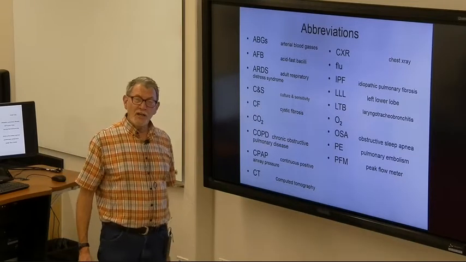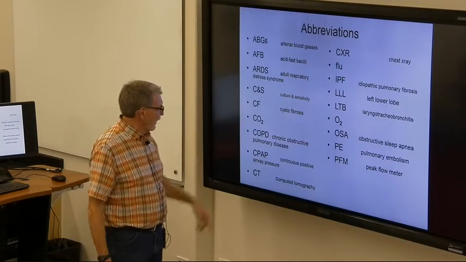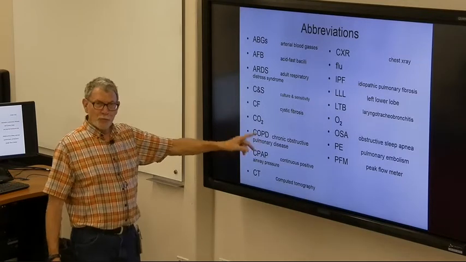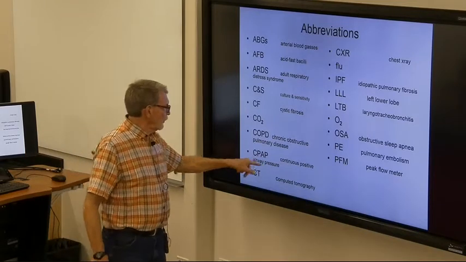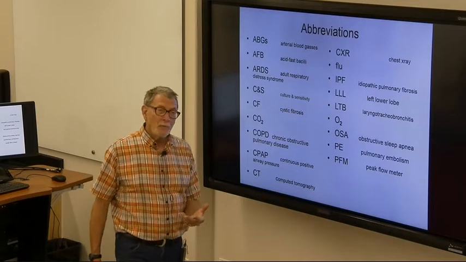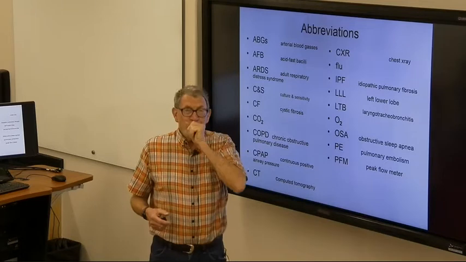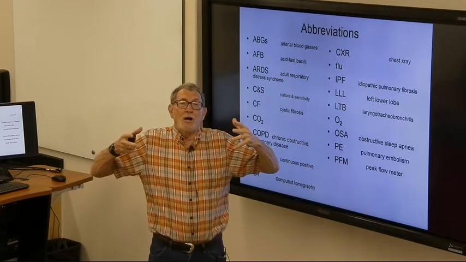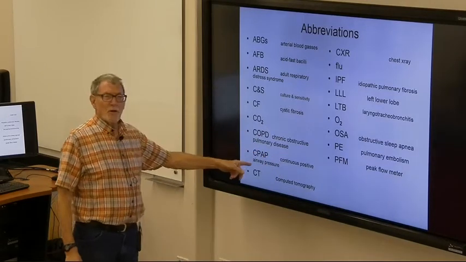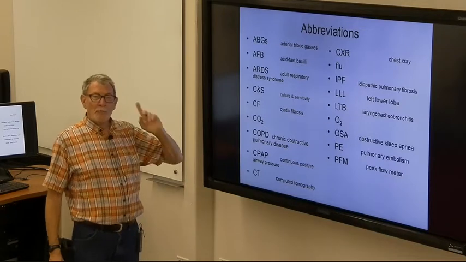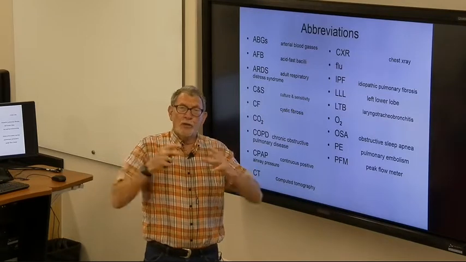Culture and sensitivity test, testing for the bacteria and what they're sensitive to. Cystic fibrosis, carbon dioxide, COPD, chronic obstructive pulmonary disease. CPAP, continuous positive airway pressure. For somebody with emphysema, they have a hard time moving the air in and out of their lungs, and they put this thing in and it blows their lungs up so it opens the airways and allows the air to move easier. People will wear these at night too for sleep apnea, obstructive sleep apnea, because it kind of blows the airways open and doesn't let them collapse.